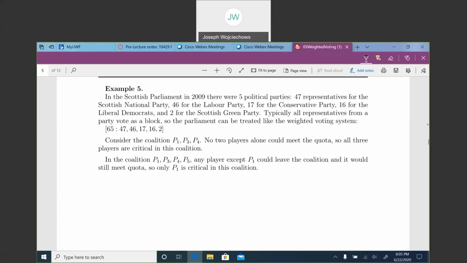Consider coalition P1, P3, and P4. No 2 players alone could meet the quota. These 2 would be 64. These 2 would be 63. These 2 would be 33. So there's no way any 2 of them could meet. So all 3 of the players are critical to the coalition. If any of them drop out, it is no longer meeting quota.